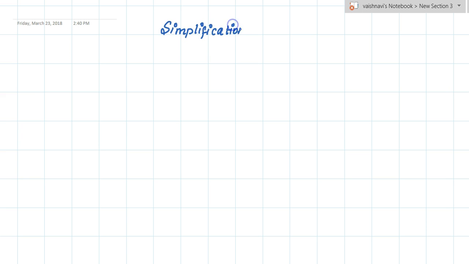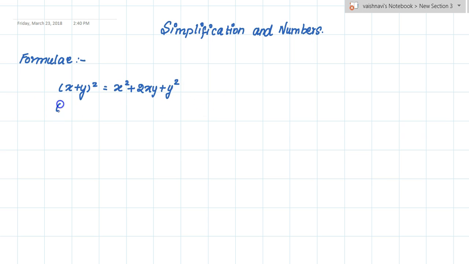So the first chapter that I am going to take is simplification and the number system. In the simplification part, we'll be seeing how we can simplify problems easily, and the formulas we are going to use are these. Please check these formulas that I write.